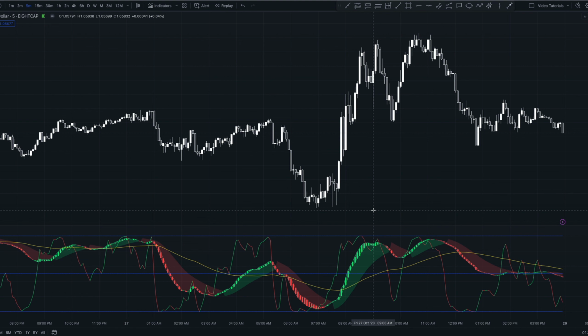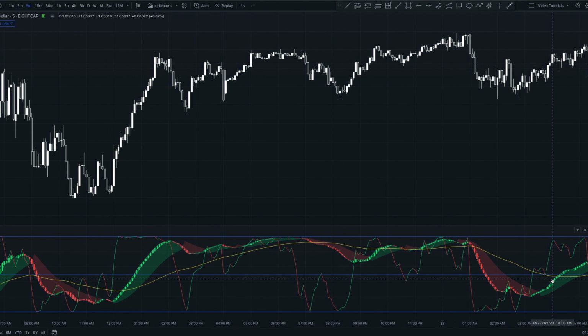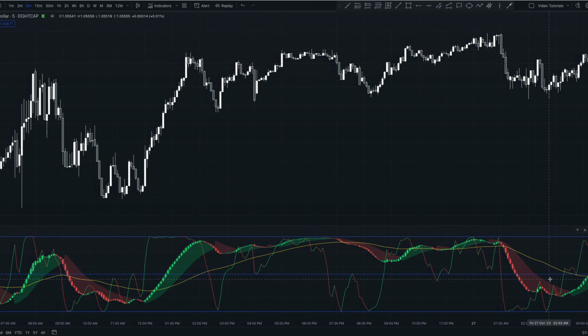I wanted to share a couple strategies that I use with Zeiierman's Cumulative Delta indicator. When you first look at this indicator, it just looks like a bunch of squiggly lines, and for some this can be a little bit daunting, so I wanted to walk through this indicator and show just how to interpret this for very accurate entries and exits.